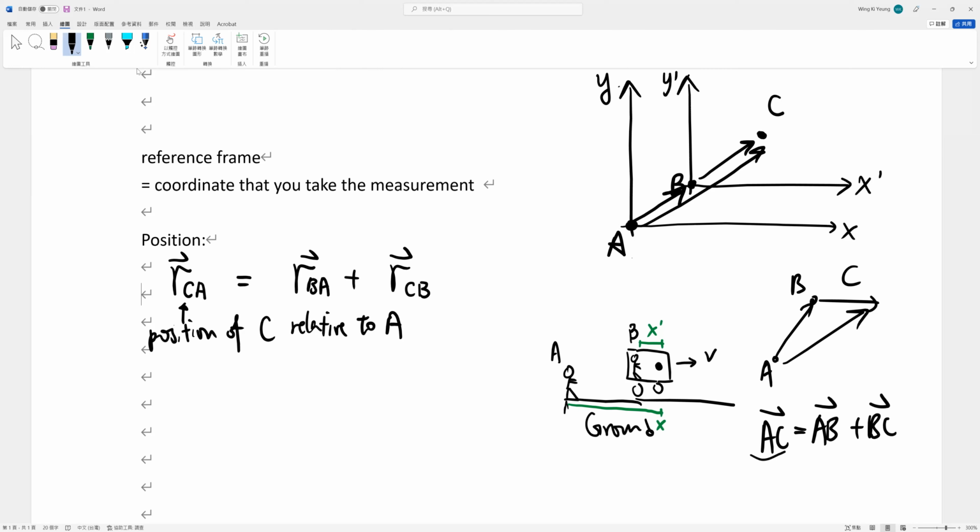So vector AC I just write as the RCA. So this is the position of C relative to A. That means this is a vector pointing from A to C. And then this is a vector AB. This is a vector BC. Actually, it's just the same as this formula, but we use different notation.